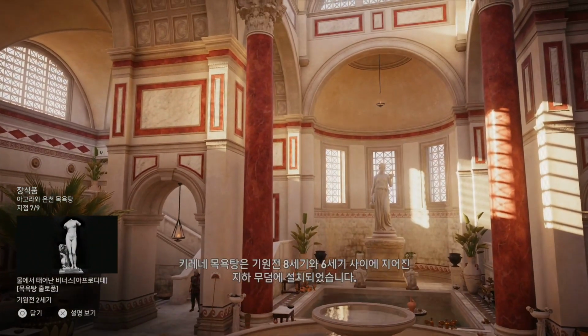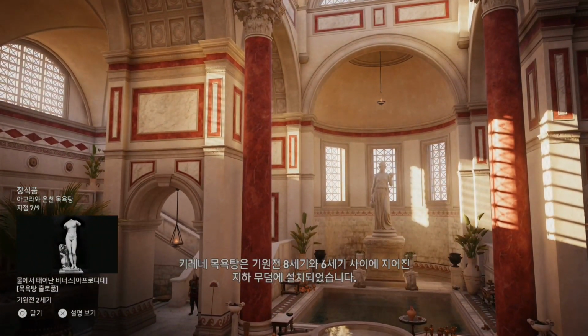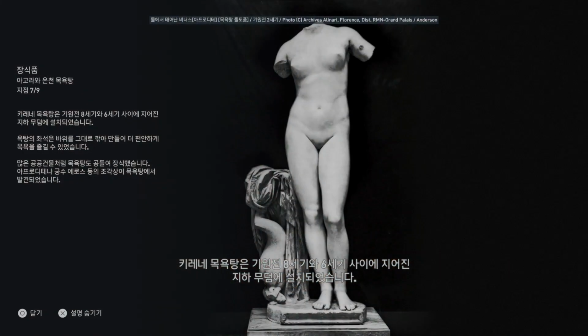The Cyrene baths were fitted into an underground tomb dated somewhere between the 8th and 6th century BCE. Bath seats were carved directly in the rock, allowing for more comfortable ablutions. As with many of the public buildings, the thermal baths were elaborately decorated. Statues such as Aphrodite and Eros the archer were discovered within.